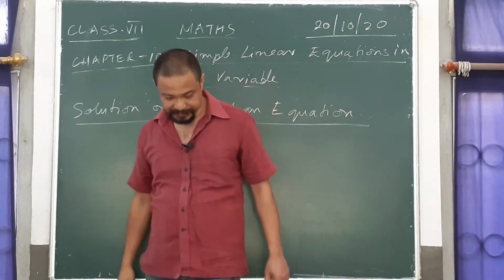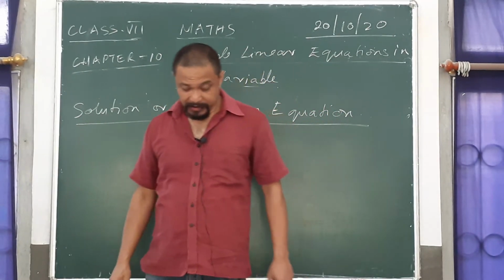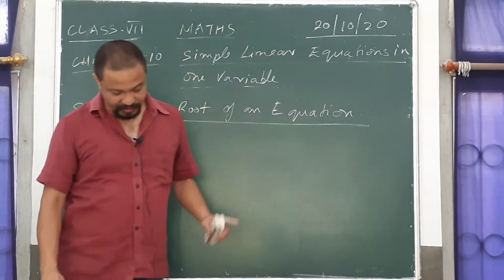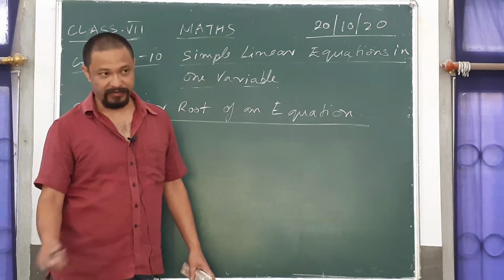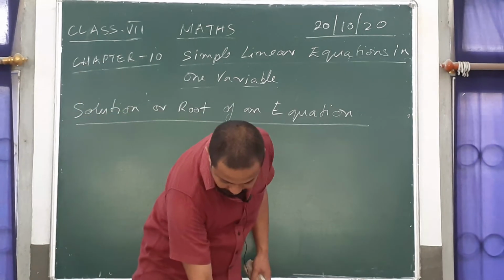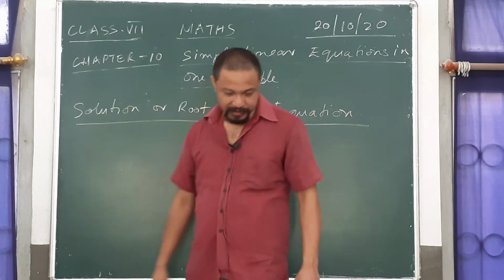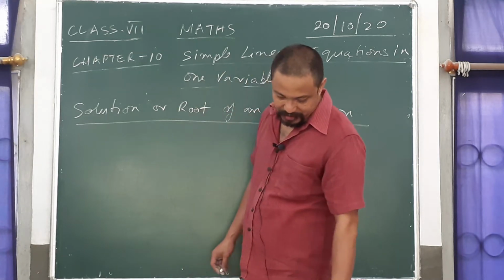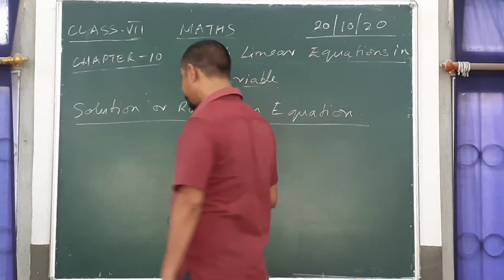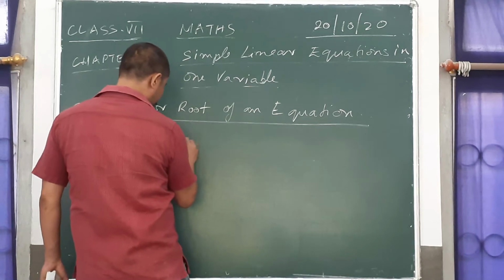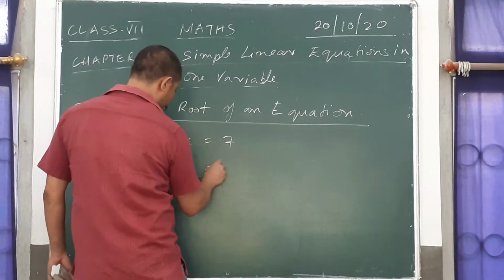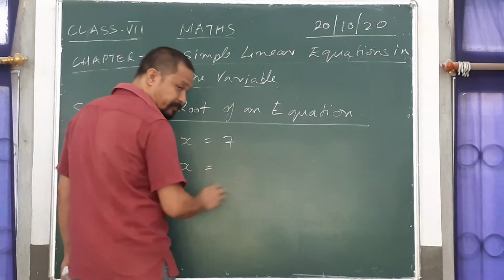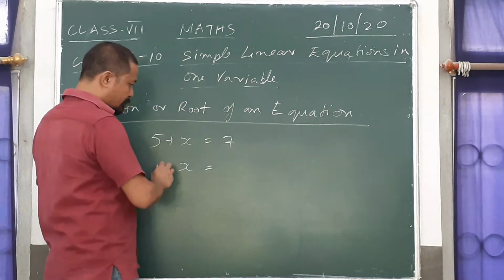Okay, interesting. The book says a number which satisfies an equation is called the solution or root of the equation. That means whenever we come to the final solution. For example, the solution of the equation 5 plus x is equal to 7. They say the solution is 2. Very true. How? Because as I told you, we need to find out whatever is there.